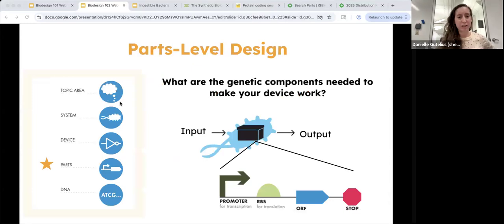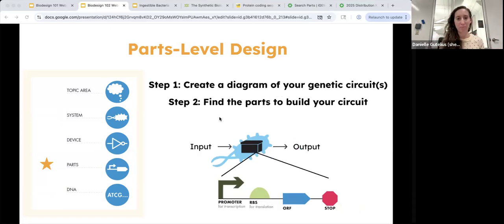All right. So now we're going to transition into parts level design. Okay. So this is where you're really getting into the sciencey part of this. So you're really thinking about what genetic components you need to make your devices work so that your whole system works. Okay. So there are two main steps to this. The first step is to kind of map out your genetic circuits and how those would work. And when we map out our genetic circuits, we call them circuits because it pretty much looks like circuit maps or circuit board maps if you're familiar with doing those.